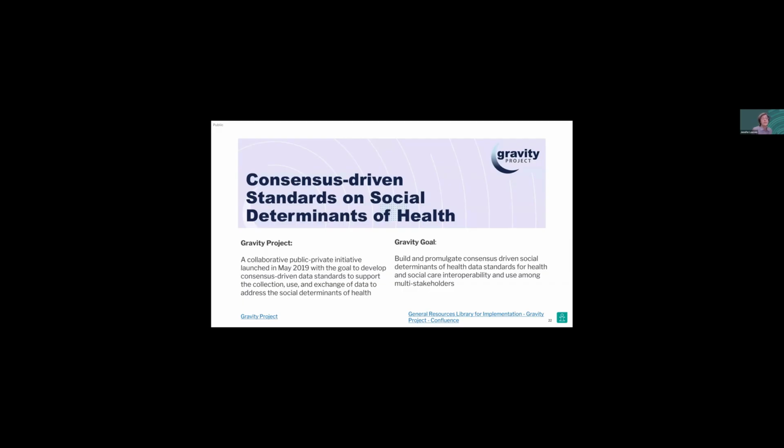Another important guiding source has been the Gravity project. Gravity was launched in 2019 and works toward developing social determinants of data standards. They have a robust standards development process that we would like to mirror that involves reaching consensus across multiple stakeholders, achieving standards ready for implementation and practice within social care. They have guiding principles that align with HIEs, including a primary focus on improving person-level health outcomes and preventing, reducing, and remediating harm and ensuring patient autonomy.